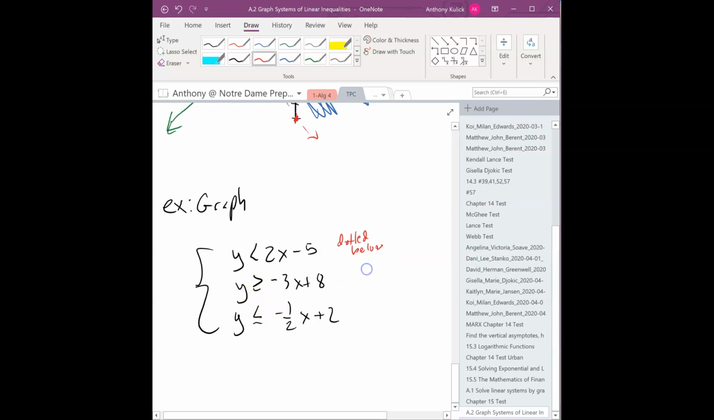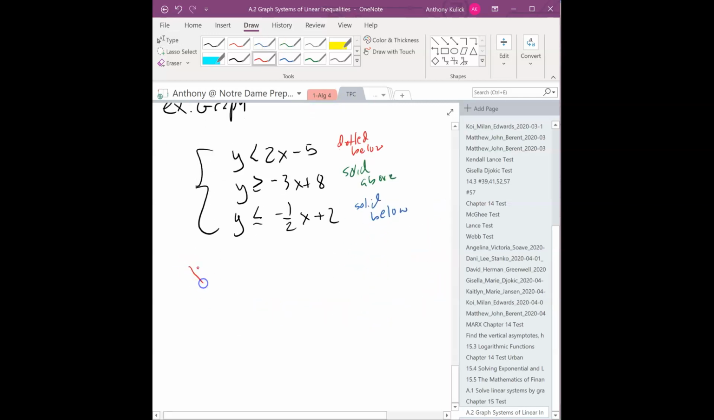Let's actually color code these, huh? That would probably be a good idea. And then the last one is also solid because it's an or equal to, and this time we're going to be shading below.